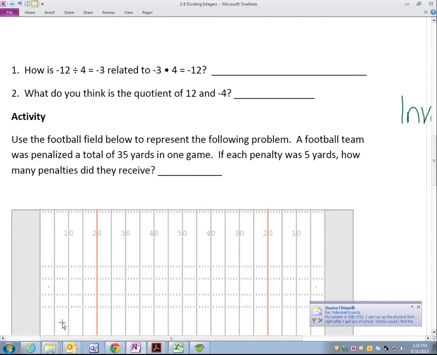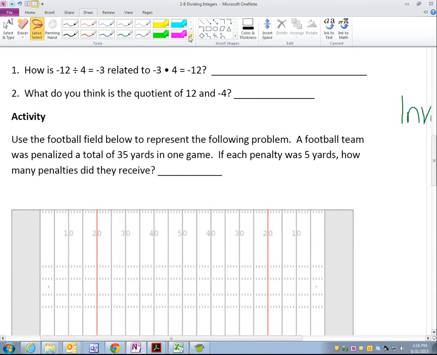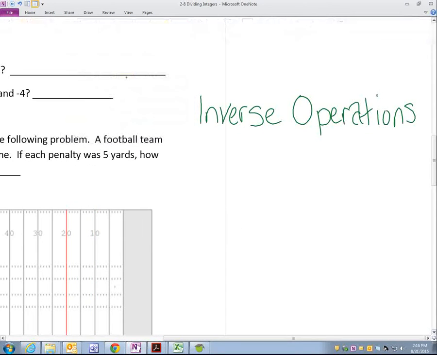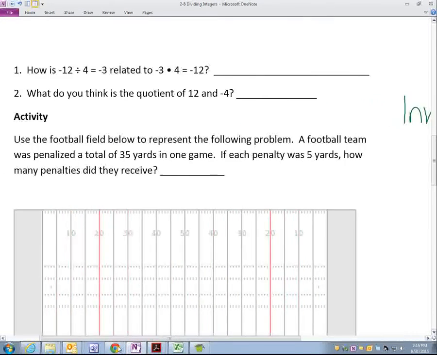Some classes had more than others, and I don't remember specifically if this class was any worse or better than another. However, this is the type of quality that some of the questions were answered. For example, let's apply it to this. How is negative 12 divided by 4 equal to negative 3 related to negative 3 multiplied by 4 is equal to negative 12? So this is the type of thing that I saw.